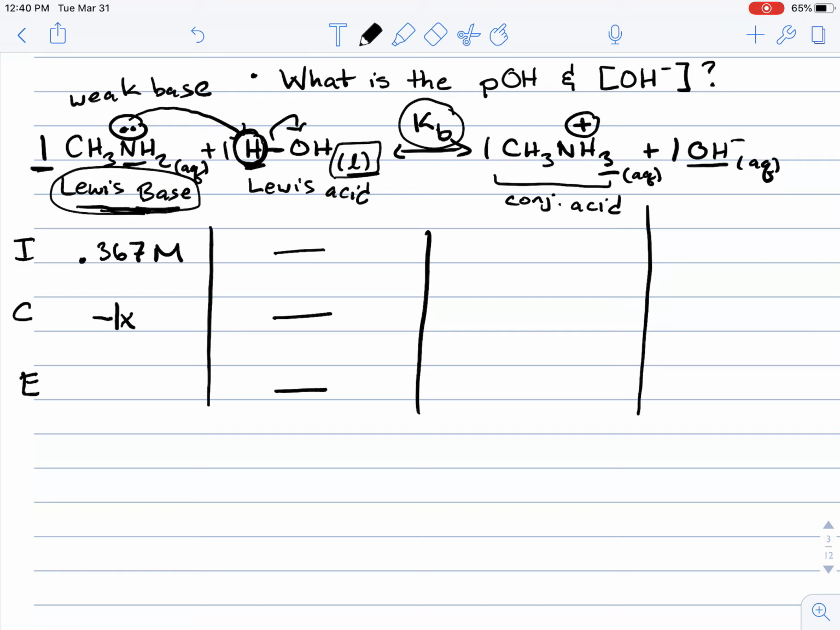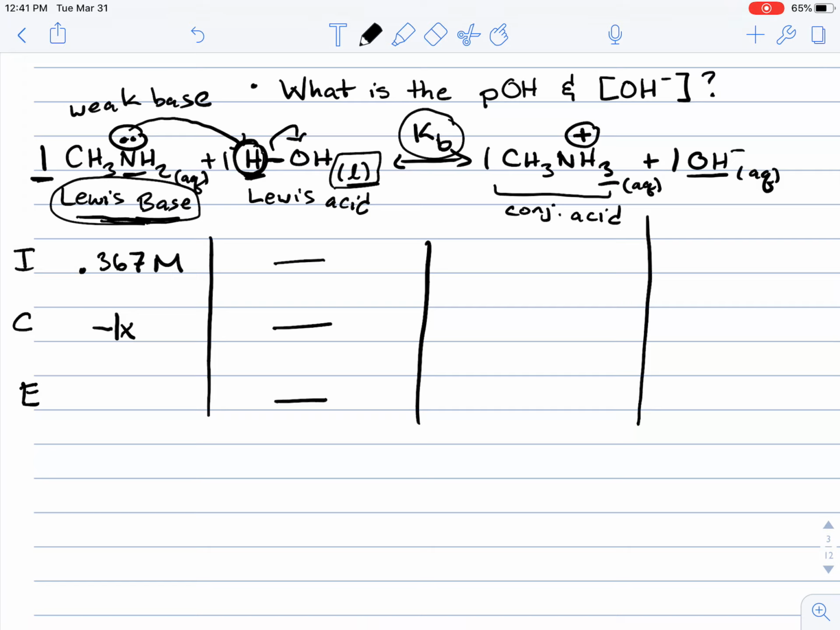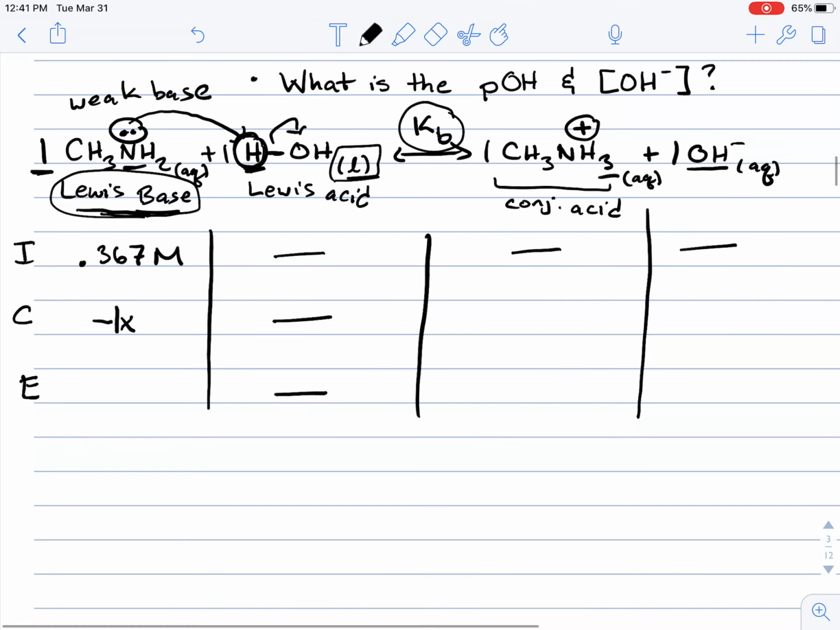And so the problem didn't really give us the initial concentration of the conjugate acid, nor did it give us the initial concentration of the hydroxide. And so the only thing that we're going to fill in for the change with respect to the conjugate acid and the hydroxide is plus 1x. Okay, so the 1, once again, is coming from the coefficient of the acidic form of methylamine, the conjugate acid. And it's going to be plus 1x for this hydroxide.